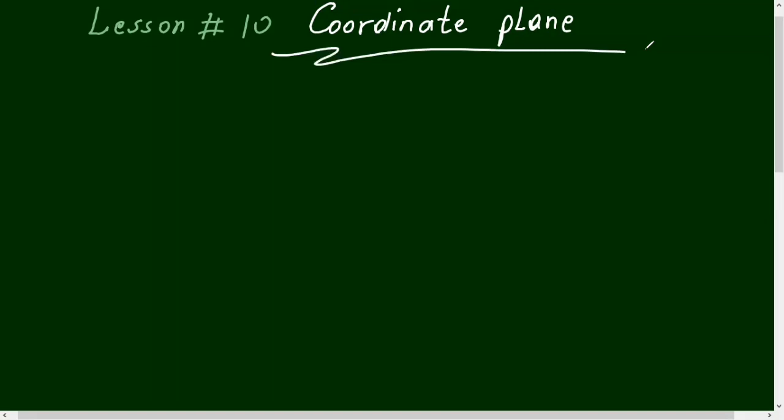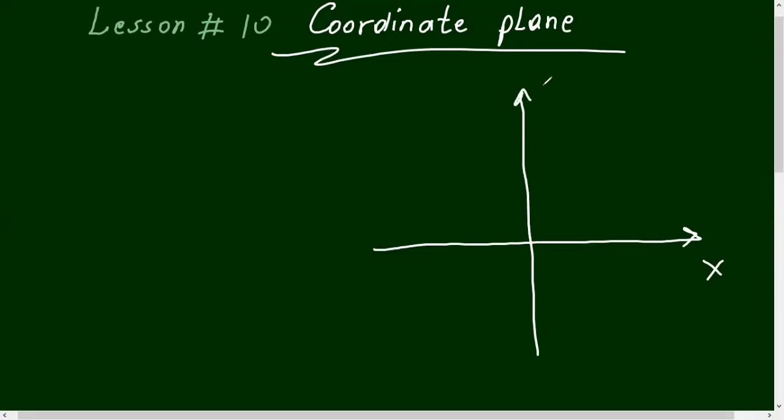A coordinate plane is a two-dimensional plane formed by the intersection of two number lines. The horizontal line, we call it x-axis. Another one is the vertical number line and we call it y-axis. So these two number lines intersect each other perpendicularly and form the coordinate plane.